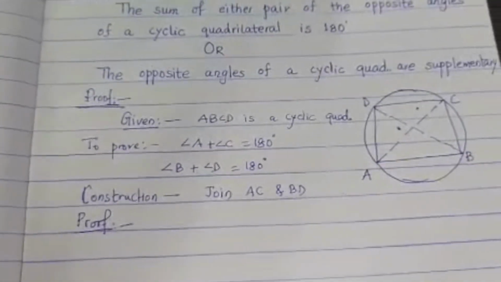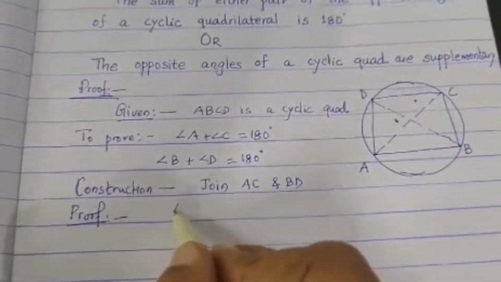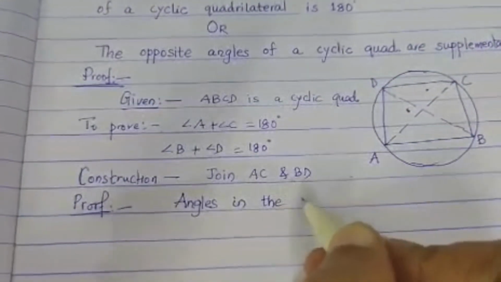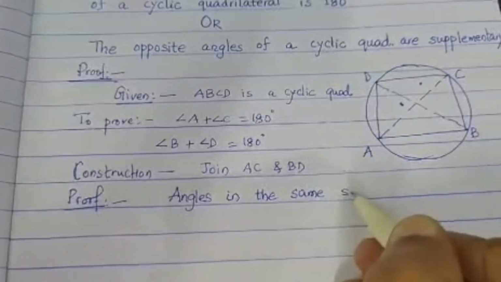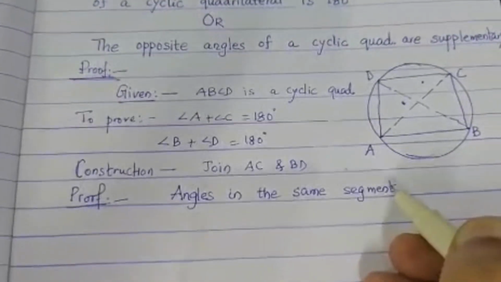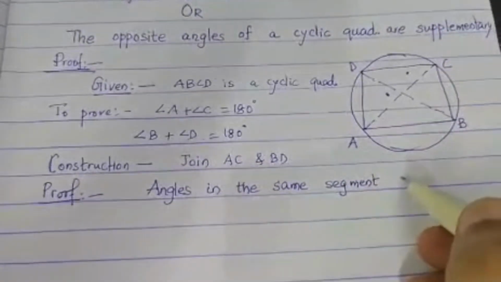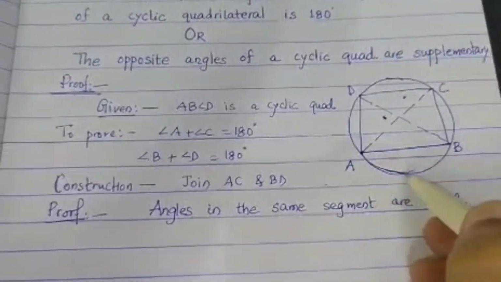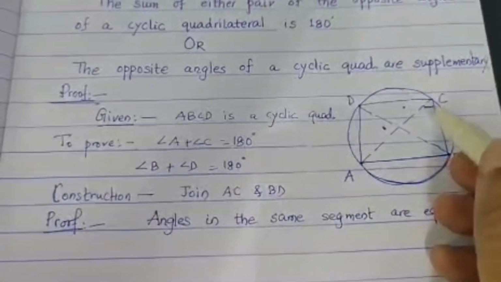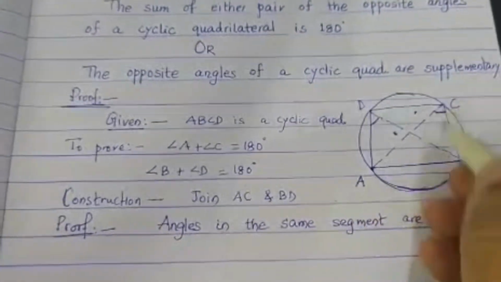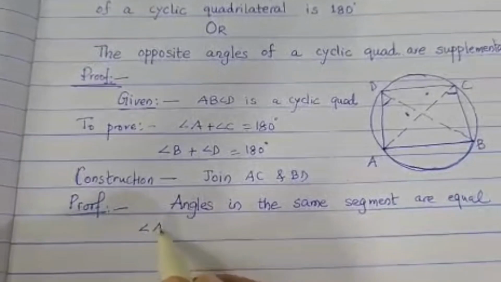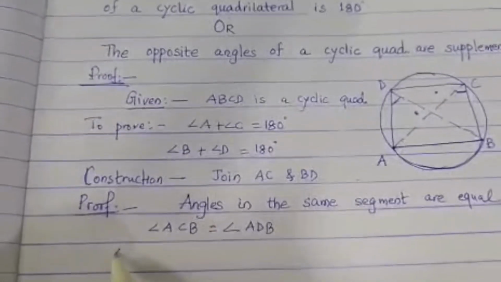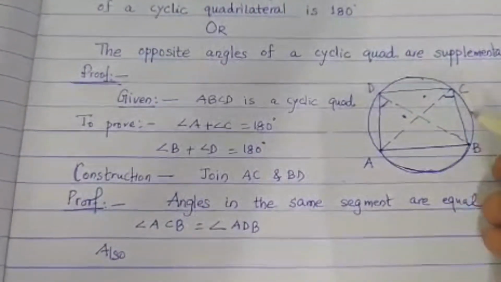So we will use the property that angles in the same segment are equal. This property we have already discussed and we have seen its proof also. Now let's take this one, AB, this segment. This angle and this angle both are equal because of this property. Angle ACB is equal to angle ADB. Also, let's take this one, BC.